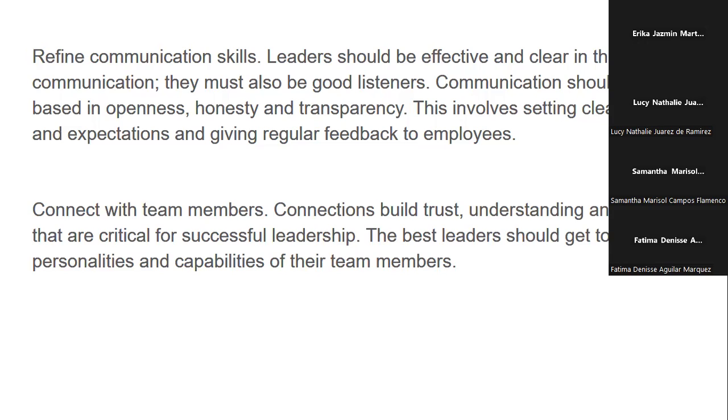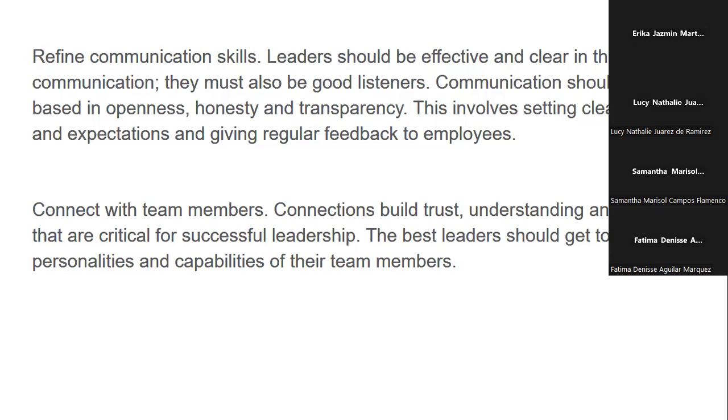So the first one is refine communication skills. So yeah, all the leaders, we have communication skills, but sometimes you can improve. Refine is like improve. So leaders should be effective. I mean, this is very important. Being effective is that you say something in short way, but everybody understands. In clear, in their communication. They must also be good listeners. That is very important, because communication is not only saying, it's also listen and reflect what people are saying. Communication should be based in openness, honesty, and transparency. This involves setting clear goals and expectations and giving regular feedback to employees. So I believe this is very clear.